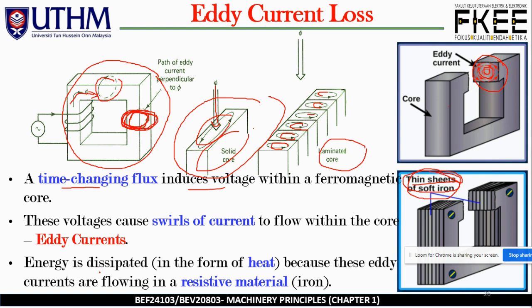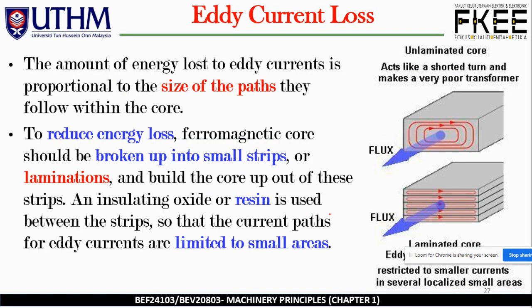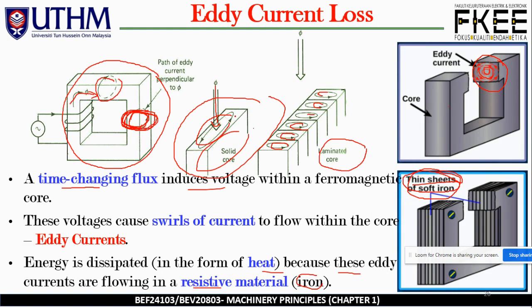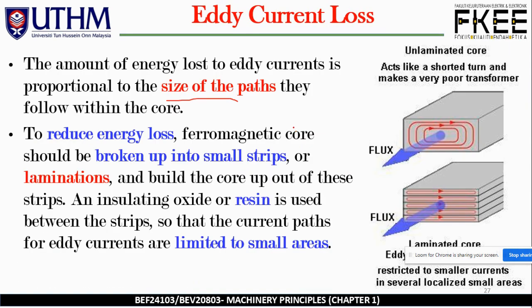So energy is dissipated in the form of heat because these eddy currents are flowing in a resistive material, iron. This is the energy which is dissipated due to the heat and the resistive material. The amount of energy lost to eddy current is proportional to the size of the paths they follow within the core. So if the size of the paths within the core is bigger like this, the worse the scenario. If smaller like this, it is much better, in terms of the losses, because it is directly proportional.